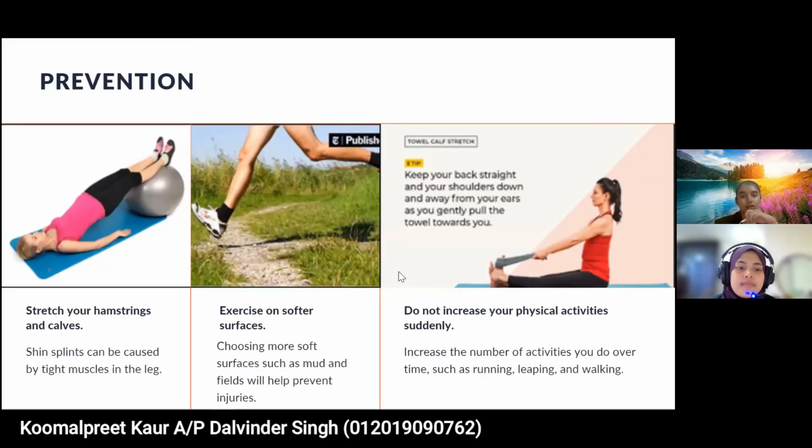Okay, next. So there are a few ways to prevent shin splints, the first one being to always stretch your hamstrings and calves. By stretching your hamstrings and calves, you will be able to loosen the muscles in the leg, and you won't have the chance of getting shin splints again.